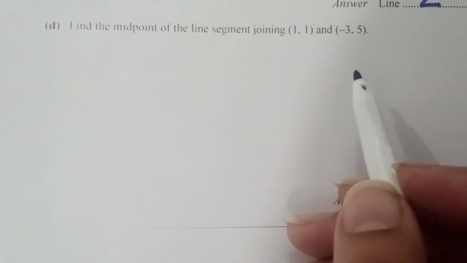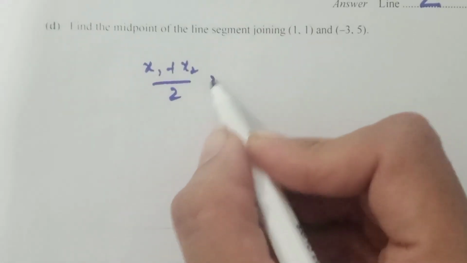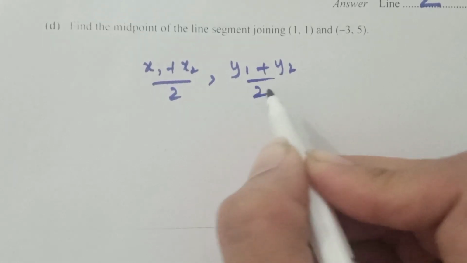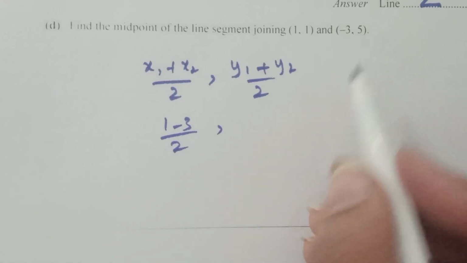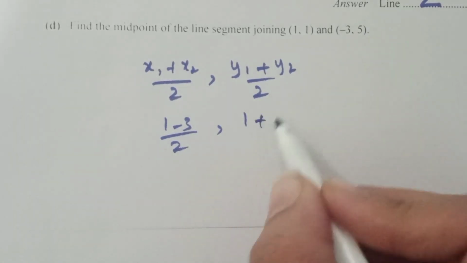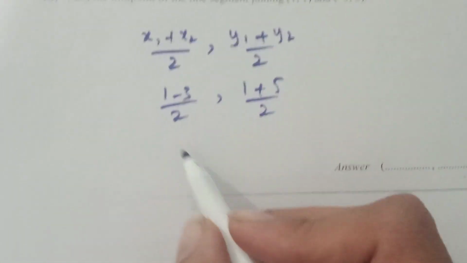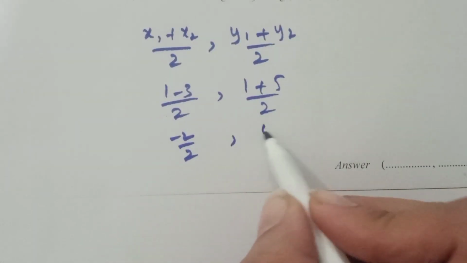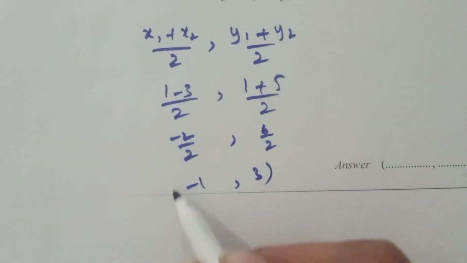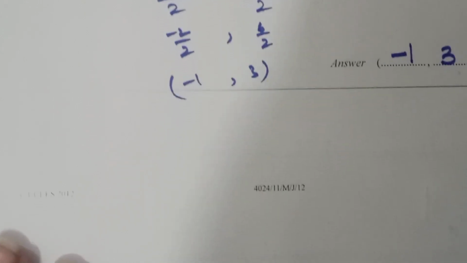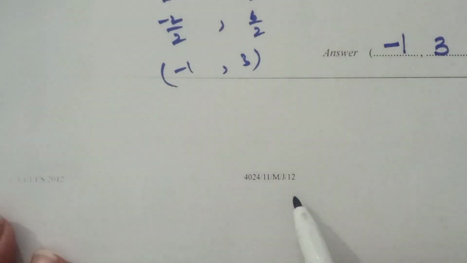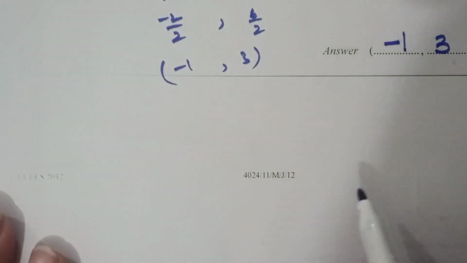We know the formula for finding the midpoint: (x1 plus x2) divided by 2, and (y1 plus y2) divided by 2. That is (1 minus 3) over 2, and (1 plus 5) over 2. We get minus 2 by 2 and 6 by 2, so we get minus 1 and 3. That is the midpoint. We write there minus 1 and 3. Now students, this question is also solved, and it is from May-June 2012 variant 1.